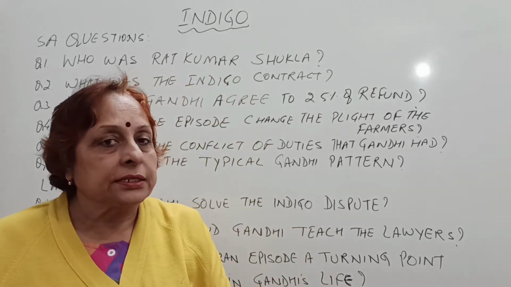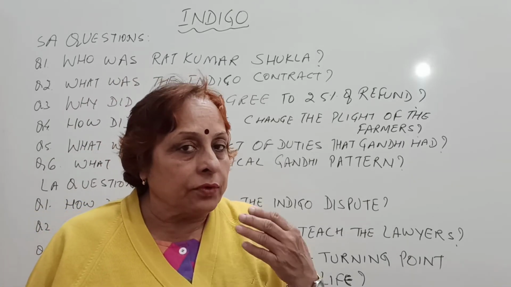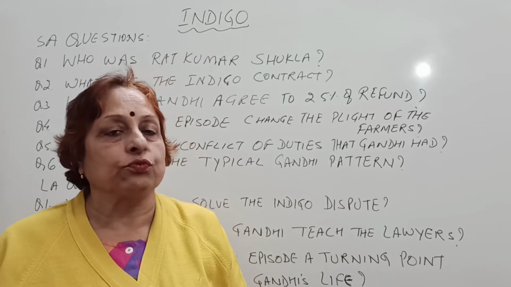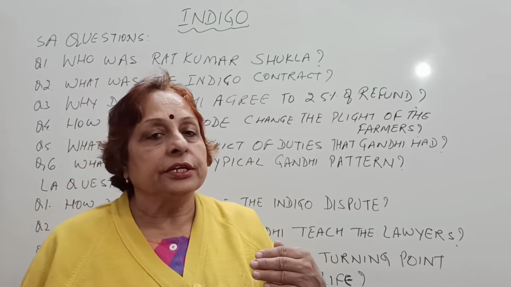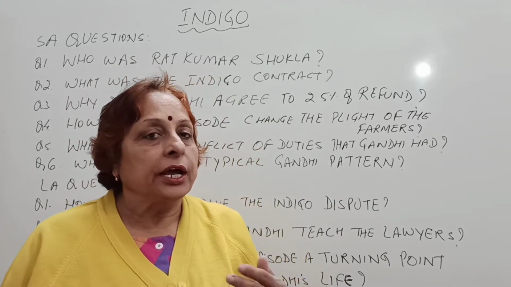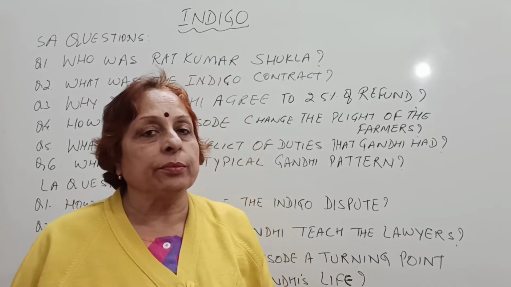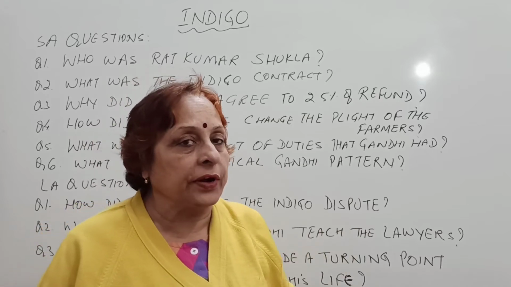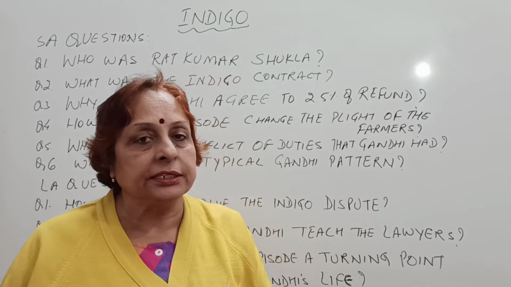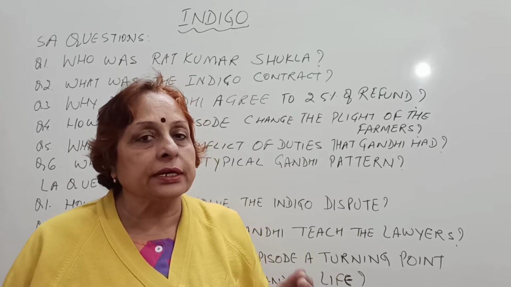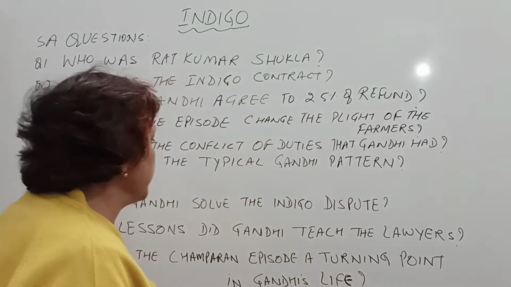And after that, Gandhi forced the British officials to form an inquiry commission. The inquiry commission found huge evidence against the landlords, and now the landlords agreed to refund the money. They only refunded 25%, but even then Gandhi agreed, and the Indigo contract ended forever. Farmers got their lands back. So this whole story has to be narrated in the answer.